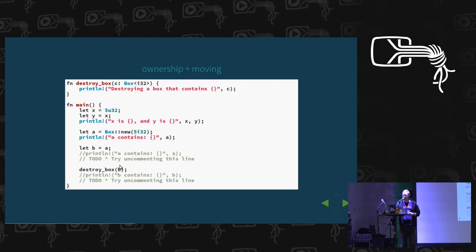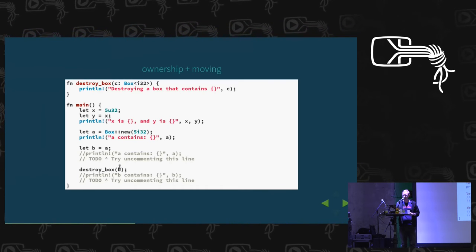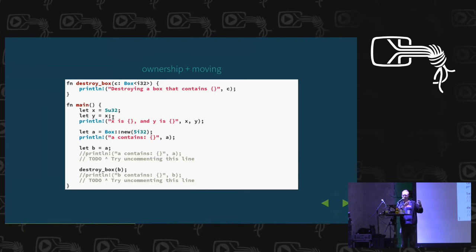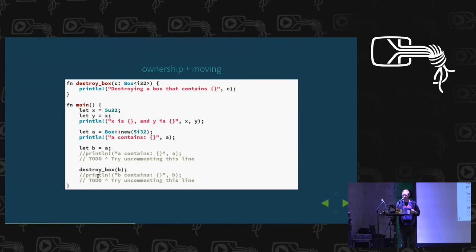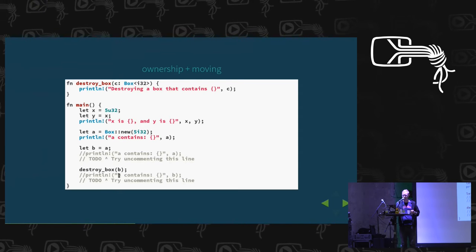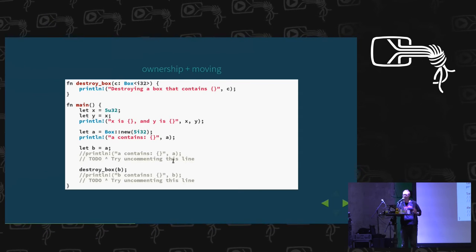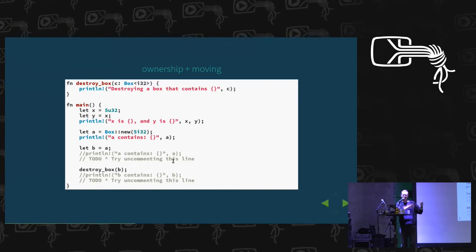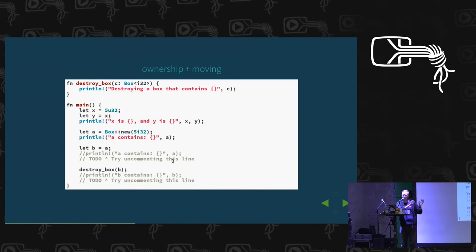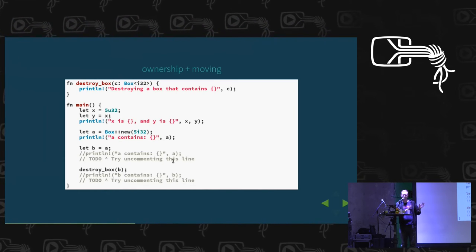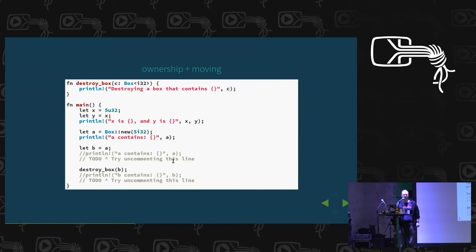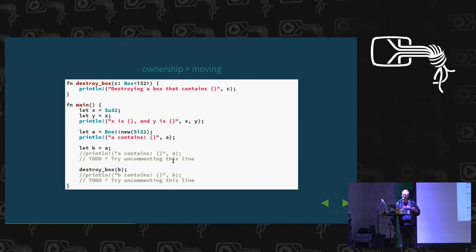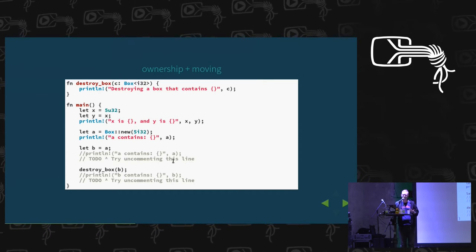In the same way, if you create a variable B and then pass that to a function like this, that takes a box, the ownership is transferred to that function. So if you try to use B after this point, the compiler will no longer let you. It will say, no, destroy box owned that memory, and at the end of its scope, the memory was freed because the owner of that memory went out of scope, and so it's no longer available. At this point, you would probably say, wow, this is completely unusable. If I can only use a variable once, how can I do anything?